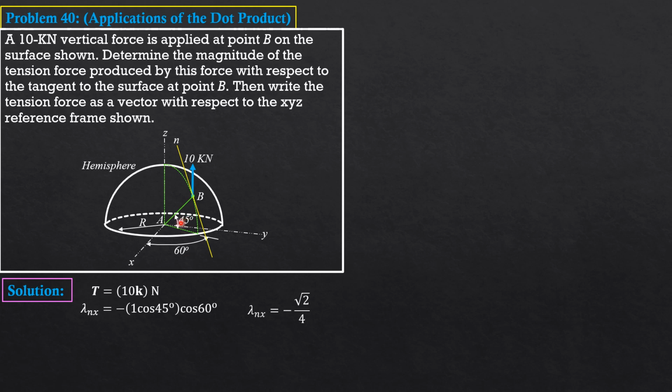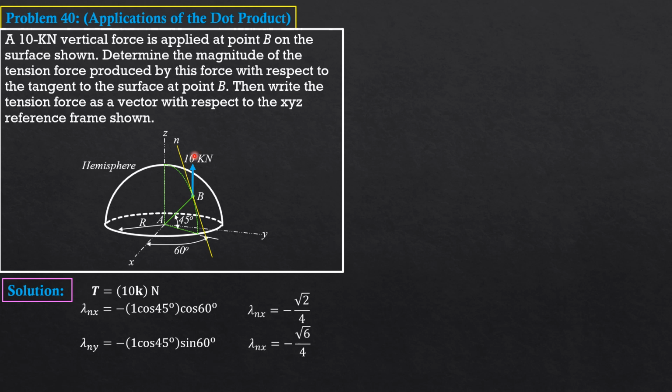Lambda ny, it is also negative in that direction. So negative 1 cosine 45, then sine of 60. This component to the left. So lambda ny is negative quantity 1 cosine 45 times sine of 60 degrees. Simplifying, lambda ny is equal to negative square root of 6 over 4.